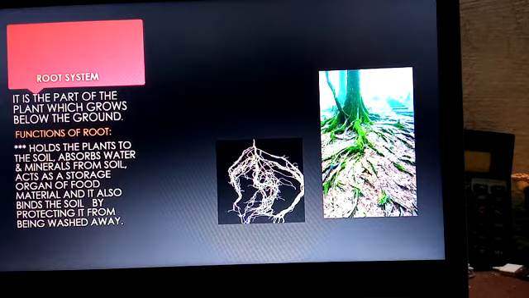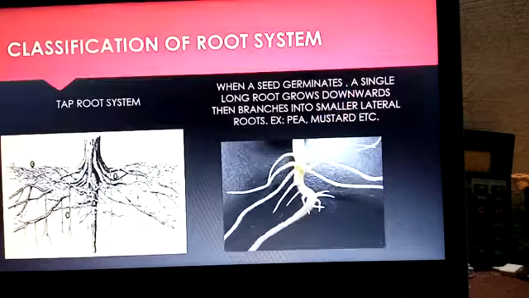And what are the functions of the root? We have learned a few functions in the previous standards. The functions of roots are: it holds the plant to the soil, absorbs water and minerals from the soil, acts as a storage organ of food material, and it also binds the soil by protecting it from being washed away. Hence, we can say that roots help in soil conservation. So, this is about the functions of a root.